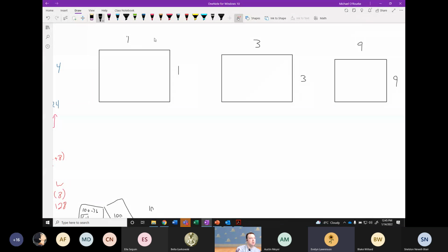So let's have someone figure out the area and perimeter for this one. Someone else do the 3 by 3 one. And then a last person do the 9 by 9 one. When you have your answer, write it in chat. I'll do this one. The area for this one is going to be 1, and the perimeter is going to be 4. Let's work on the middle one now.